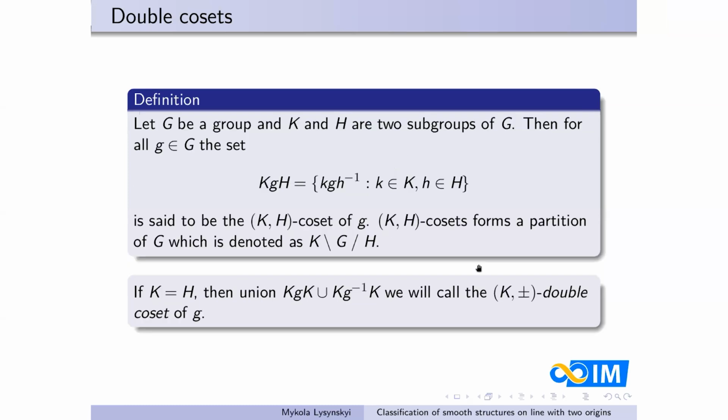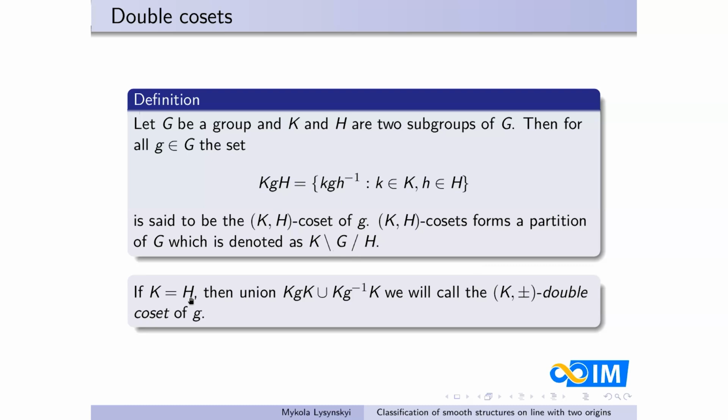Before stating the main theorem, I want to recall the definition of double cosets. Let G be a group, and K and H two subgroups of G. Then for all g in G, the set of this form is said to be the KH double coset of g. In particular, KH double cosets form a partition of G, which is denoted in such manner.